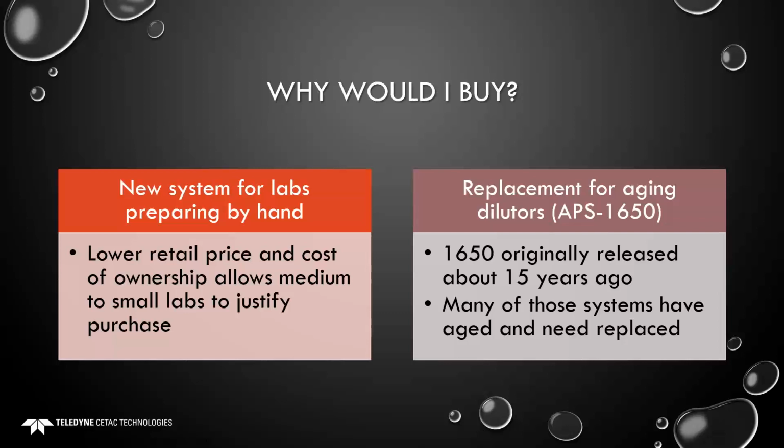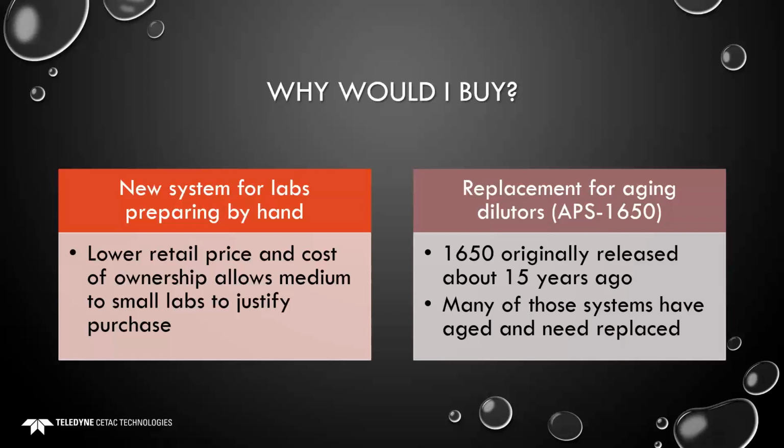And then why would I buy, right? This is always a question. So a couple of reasons that people will look at this system. Obviously, we already talked about removing bottlenecks and it being a workflow solution. A couple of other reasons people may be interested: this can be a new system for labs that are still preparing by hand. We have a lower retail price, a low cost of ownership, and the simplicity of the system may allow medium or smaller labs who previously haven't been able to justify a more expensive system to now justify the purchase of our new diluter.